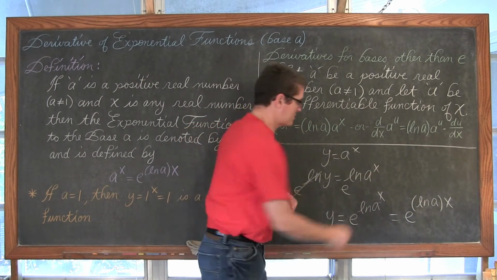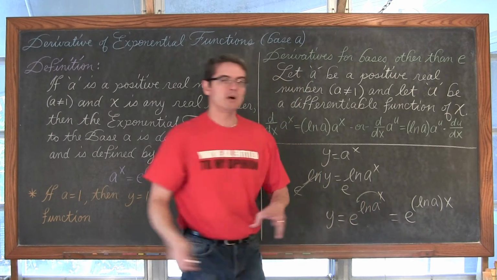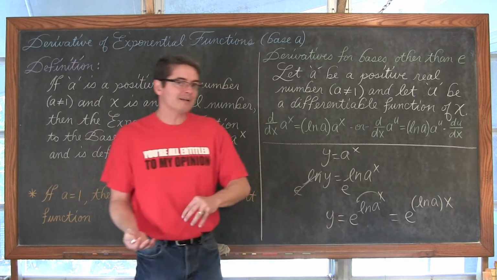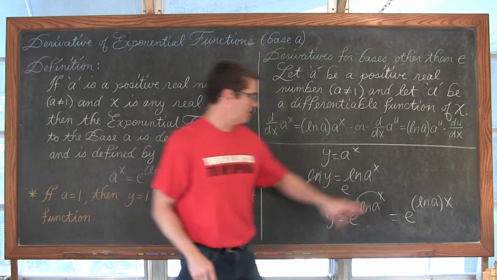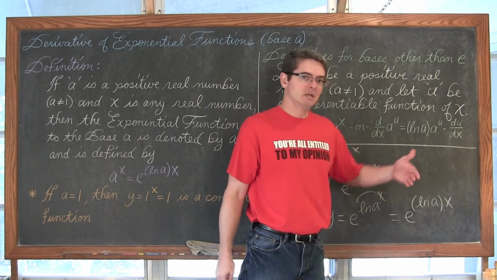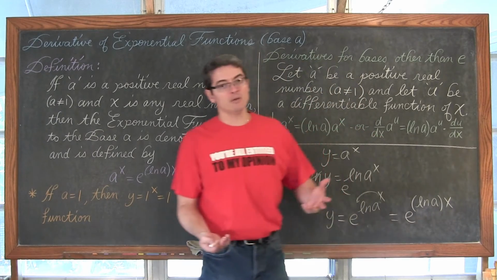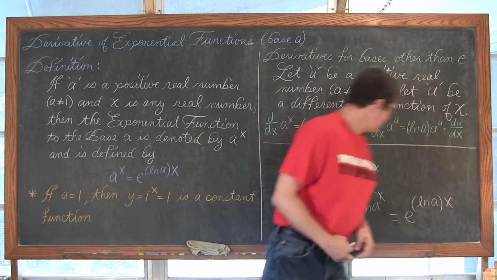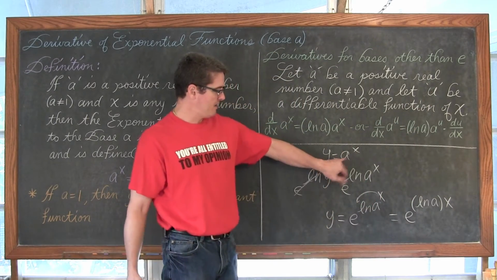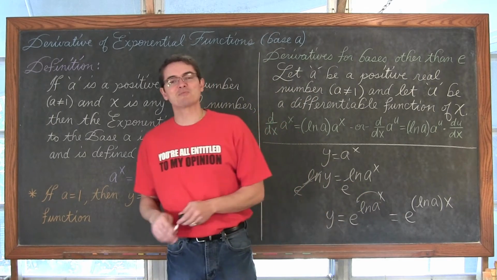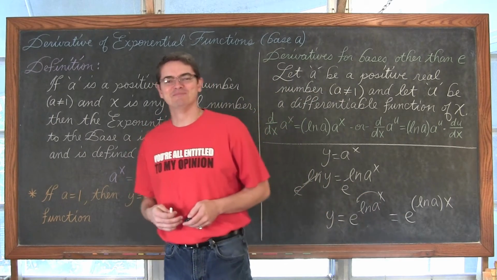Now, normally, of course, we're used to seeing that power drop out front, and you can write x times the natural log of a. It's just that the natural log of a is a constant, and we normally put our constants or coefficients in front of the variable. So that's how you go in small steps from base a to base e on our exponential functions.